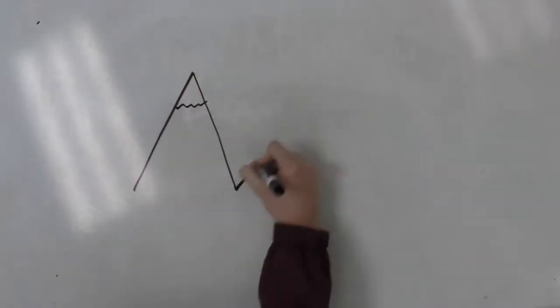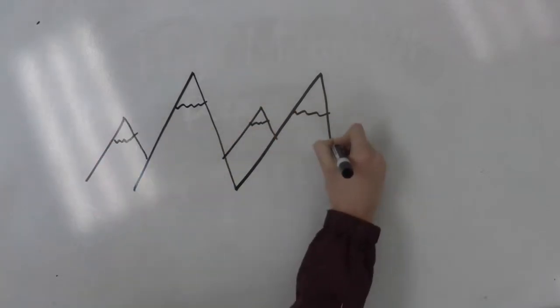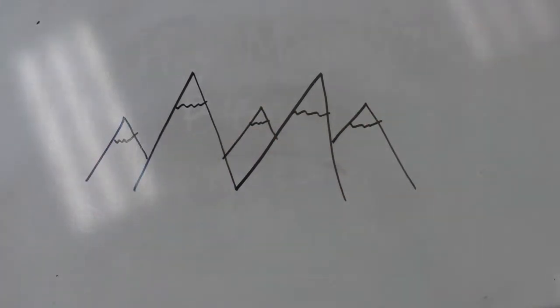Mountains are a landform that rises at least 1,000 feet or more above the surrounding area, and a mountain range is a chain of mountains close together.